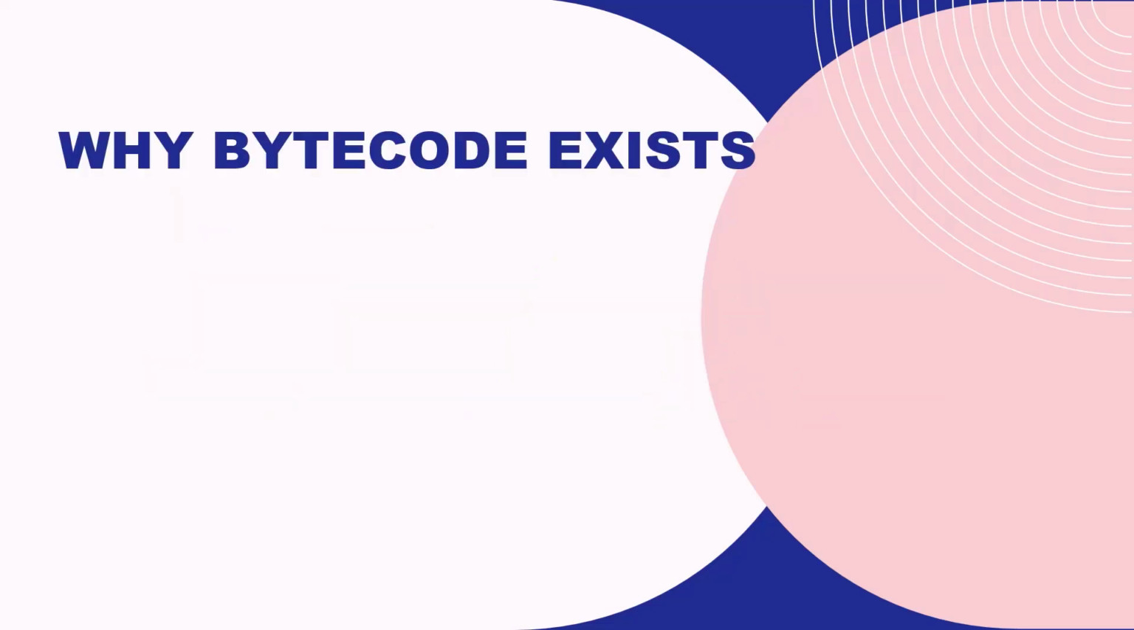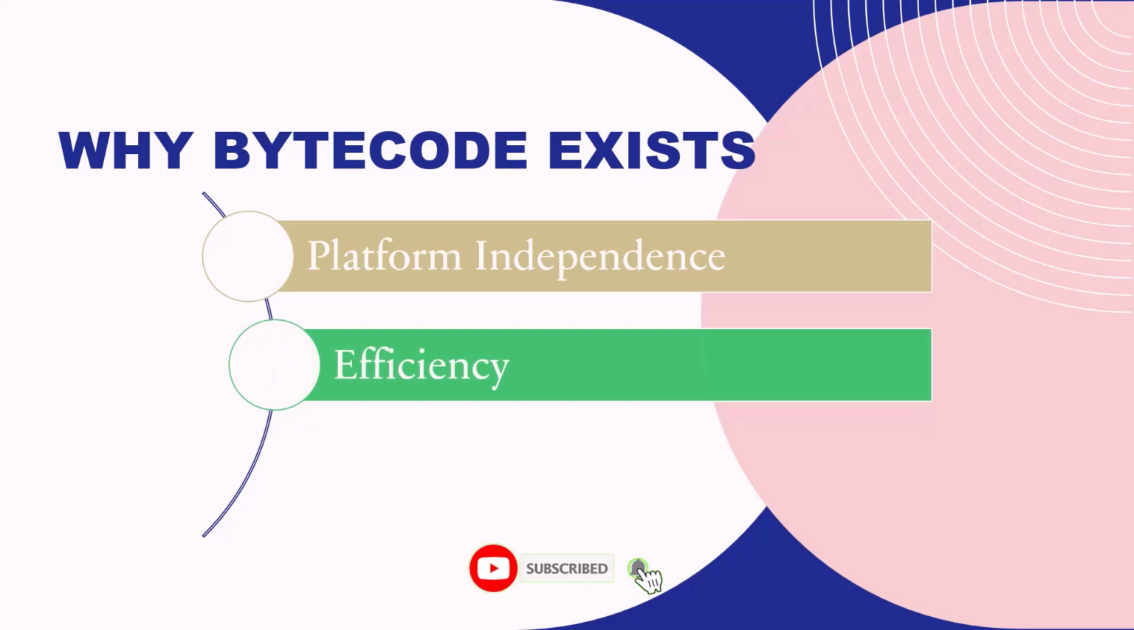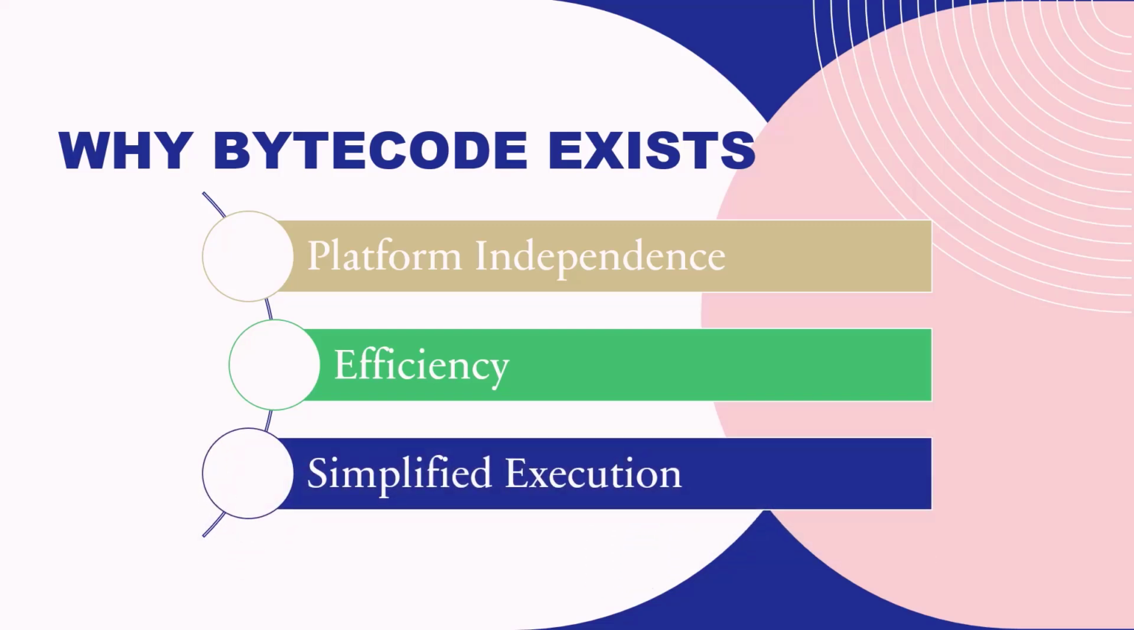Now here is one important question. Why does Python even use bytecode? The first key reason is platform independence. The same bytecode can run on different systems. The second important reason is efficiency. Python doesn't need to recompile everything every time. And the third important reason is simplified execution. The Python virtual machine only needs to understand bytecode, not full Python syntax. So if someone says Python is not compiled, that's not true. Python does compile, just not into machine code.